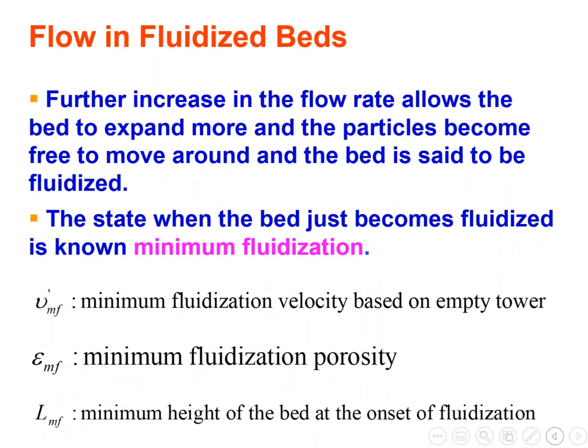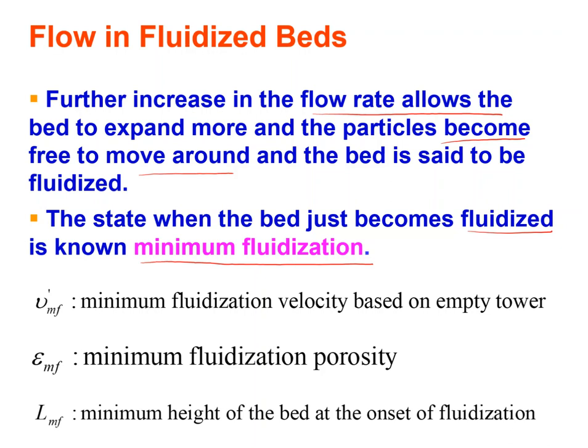A further increase in the flow rate allows the bed to expand even more, and the particles become free to move around, and the bed is said to be fluidized. If I increase it even more, the particles will be free from each other and can move freely. They are not in contact with each other, and in this case the bed is said to be fluidized. The state when the bed just becomes fluidized is known as the minimum fluidization state.